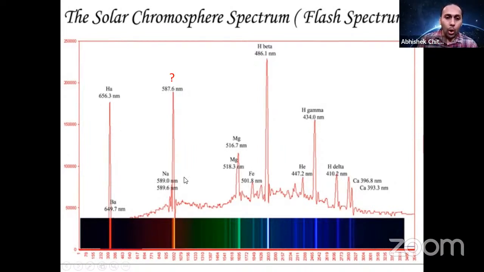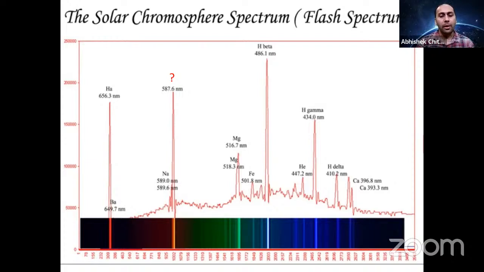But he could not associate a particular line whose wavelength is 587.6 nanometer with anything. Sodium was very close, 589, but 587 was not matching with any other element. So he said this line could be present because of an element which does not exist on the earth, but exists only on the sun. In Greek language, we call the sun helios. So he gave this unknown element the name helium. So this is nothing but the extraterrestrial discovery of helium.